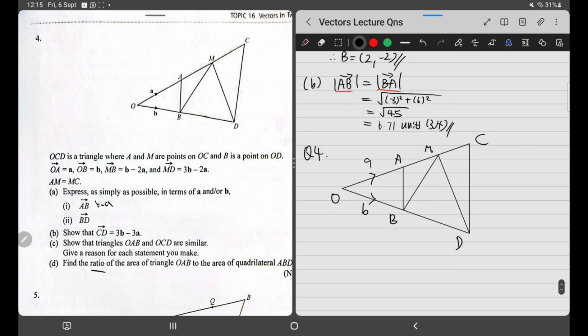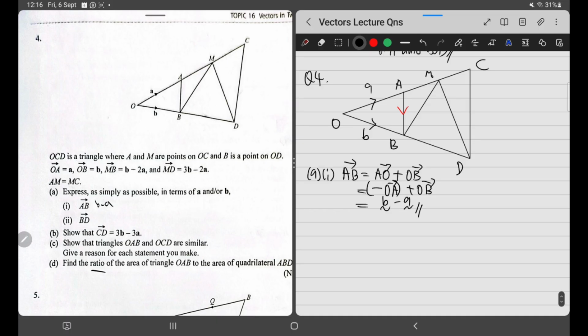So they want us to express as simply what is AB. So A to B is here, right? You want to walk from A to B, you can walk from A to O first, and then you walk from O to B, right? But since we are given OA and not AO, we can flip this to become AO plus OB. So we get negative A plus B. That's the answer over there. Or you can even just write it as B minus A. So that's the answer for part (i).